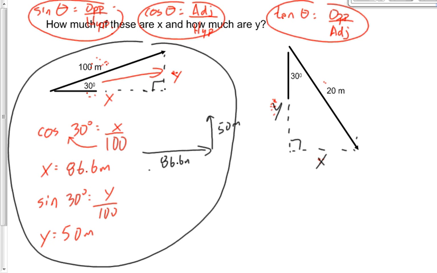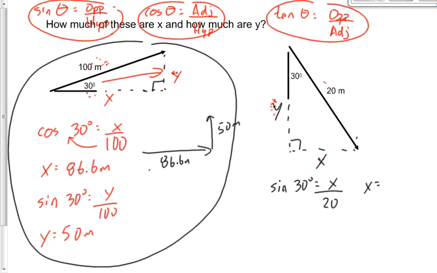Which side of the triangle is x? Joseph? This is opposite this time, right? We've got hypotenuse. We're looking for opposite. Which trig function are we going to use to find the x component? Yep, sine. Last time it was cos. This time it's sine. It depends on where the angle is. Sine 30 degrees is equal to opposite over hypotenuse.